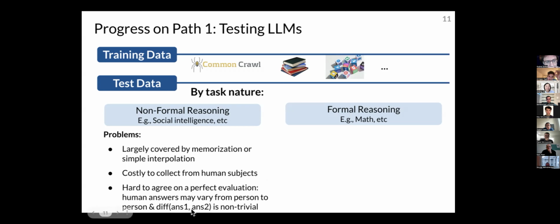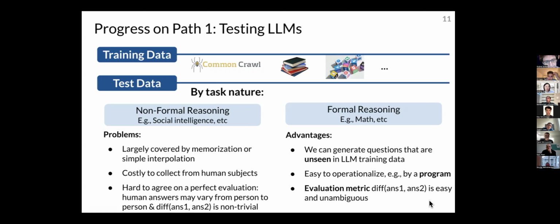Or in the case of "please write a fantasy story for me," it's hard to score the given answer against a human-written answer. This function itself is non-trivial. Then moving into the formal reasoning realm, the advantages are we can generate questions that are unseen because we generate them by programs, and the evaluation metric is clear and unambiguous in most of the cases.